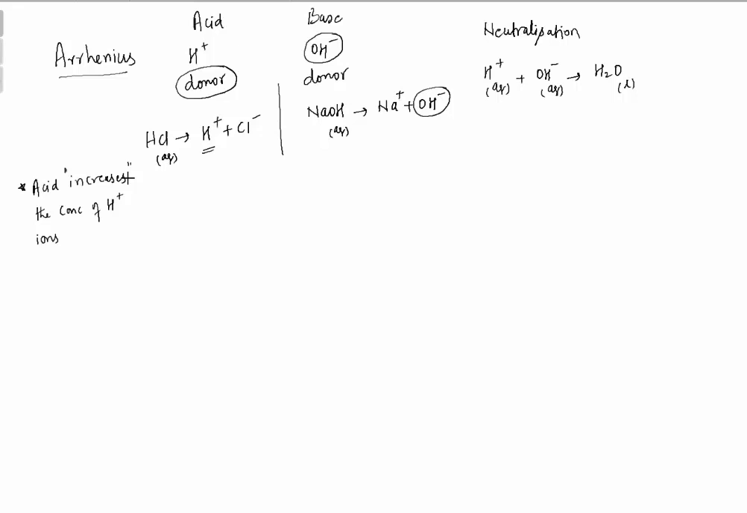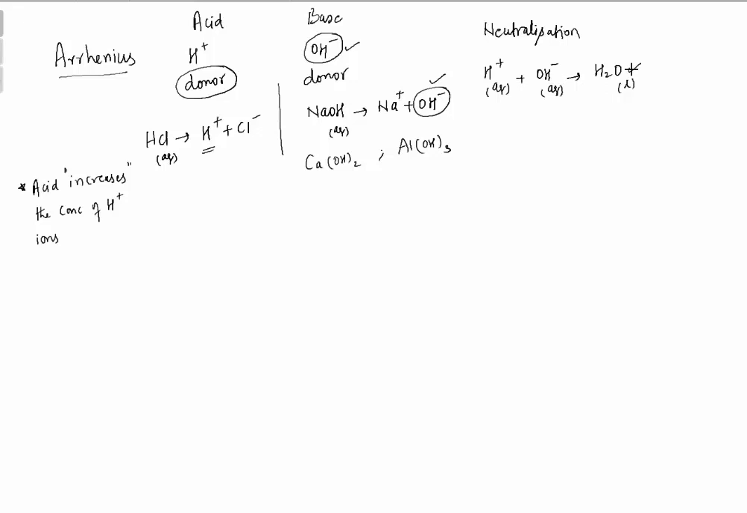Now, please remember, according to Arrhenius, base acts as hydroxide donor. You take NaOH, or you take calcium hydroxide, or you take aluminum hydroxide. Effectively, they generate OH minus in solution. Now, according to this, what will be neutralization? H plus plus OH minus will give H2O liquid.